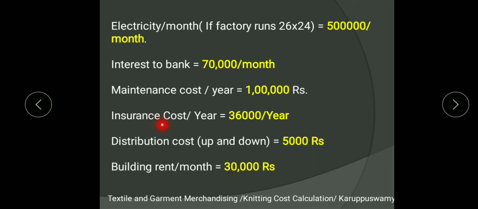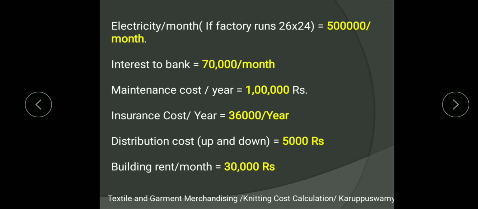And then your insurance cost includes insurance for the machineries, factory and people who are working under you. This is also your insurance cost for 1 year, so you divide it by 12 for 1 month, and it will be around 3,000. And then your distribution cost means you have to spend a certain amount of money to bring the raw material from one company to your company, and after completing the order you have to deliver the finished goods to the concerned company.